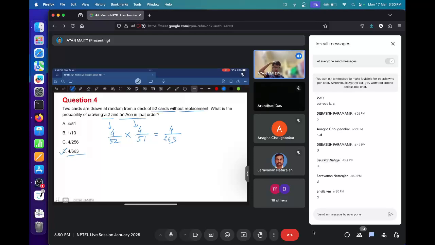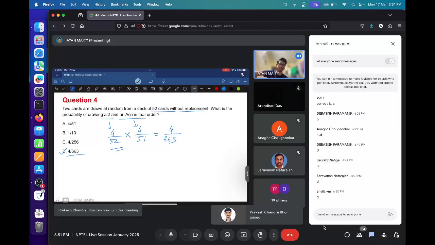So first the probability of drawing a 2. Now in the second event you are drawing an ace, but now there are only 51 cards because we are drawing without replacement. One card has already been drawn, so that's why the probability of drawing an ace would become 4 divided by 51. Out of 51 cards, you have 4 aces, so the probability of drawing an ace in the second draw would become 4 divided by 51, and then you have to multiply the two probabilities.